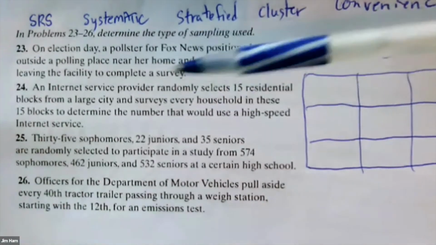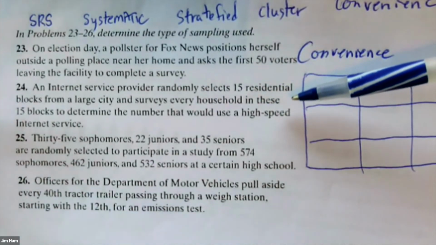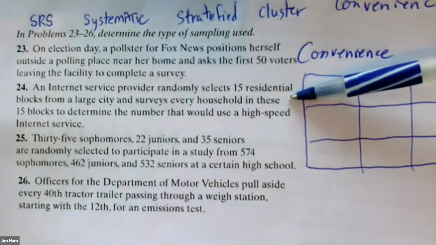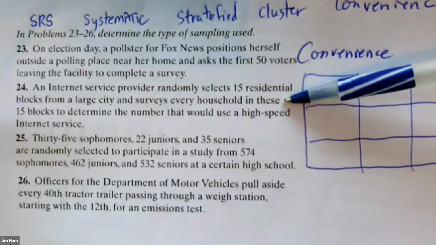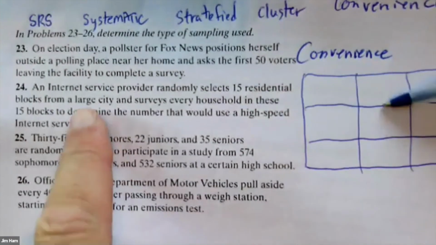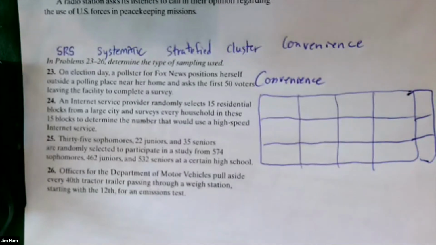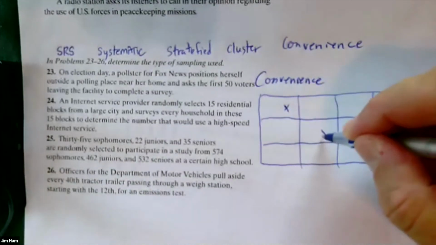There is randomness, and some of you indicated a simple random sample. For a simple random sample, basically we're going to be selecting one at a time. We have a listing of everyone, every resident the internet company serves, and we're going to randomly select from our listing of all of the folks that we provide internet service to. In this case, we're looking at 15 blocks, and they're going to randomly select whole blocks.